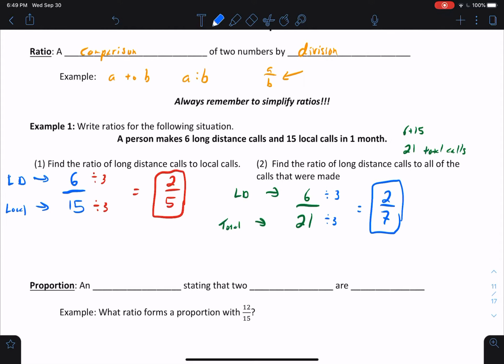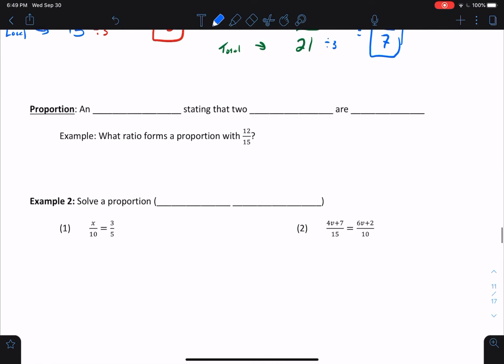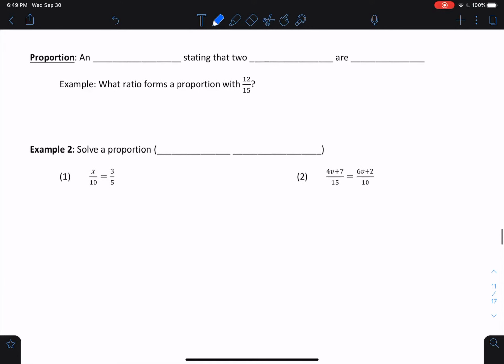Now, ratios. We use these a lot when we're talking about proportions. So a proportion is an equation stating that 2 ratios are equal. So for example, what forms a proportion with 12 over 15? What will give me an equivalent fraction to 12 over 15? Well, if I simplified that fraction, I can divide a 3 out of each of those. I get 4/5. Okay? 4/5 is equal to 12 over 15. Those two ratios are equal to each other.